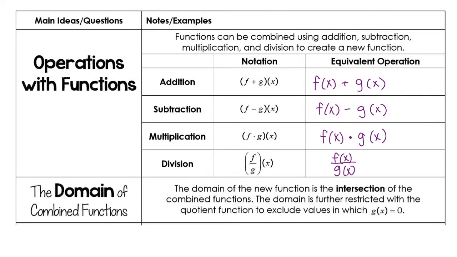So when we talk about the domain though, notice that with our new function is the intersection of the combined functions. So the domain is a little bit more restricted with the quotient function, and so we need to make sure that denominator is not equal to 0.